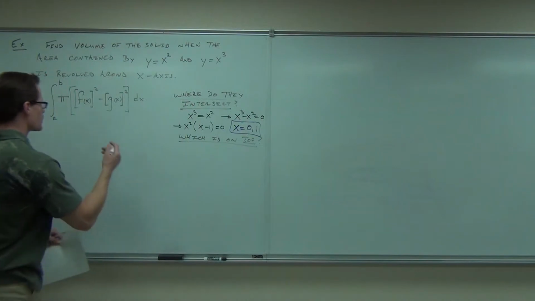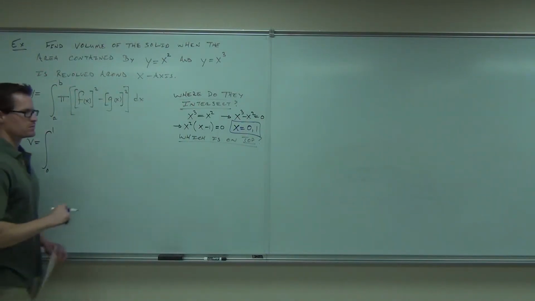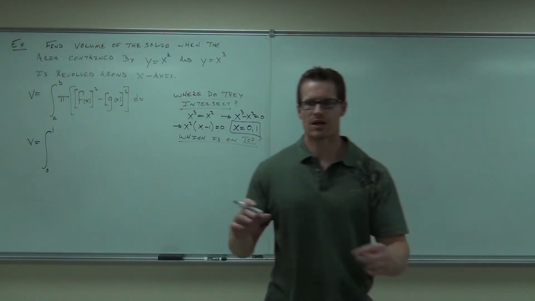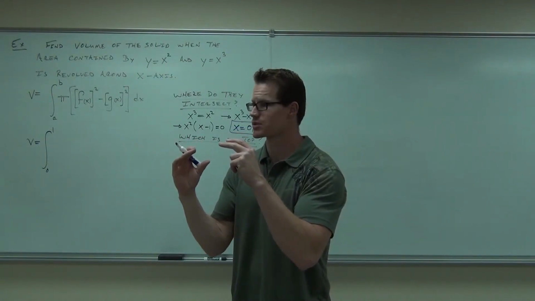That's pretty great. So we can already start filling this thing out. The volume is going to be from 0 to 1. Not a problem. That's where these functions intersect. Therefore, the area must be contained between those two things. Okay, they got to be between there somewhere.